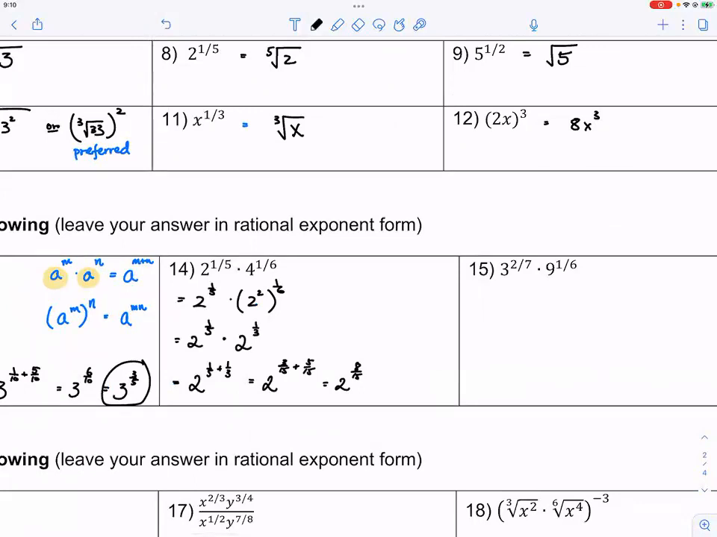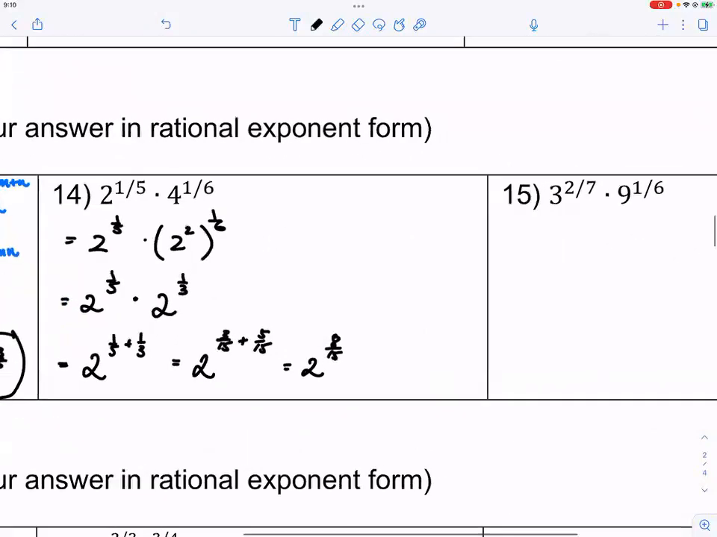All right, go ahead, try number 15 on your own. I'll give you a minute. Number 15.